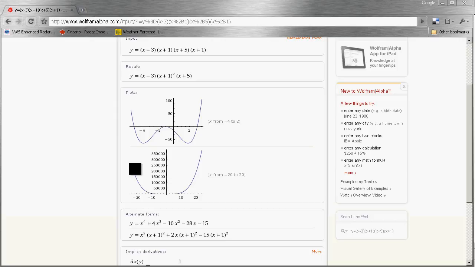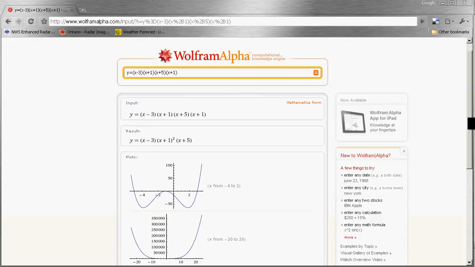And I can see the end behaviors have changed. So this starts high in the second quadrant, and it ends high in the first quadrant. You'll also notice that this is a fourth degree polynomial.